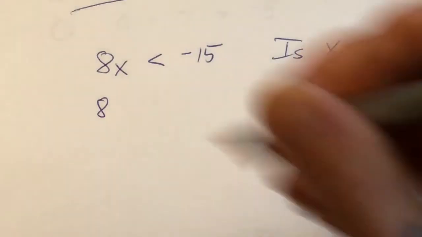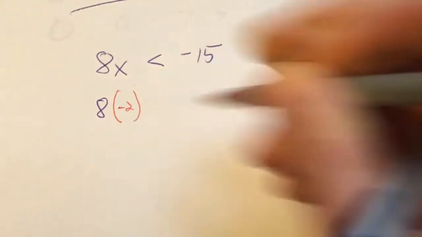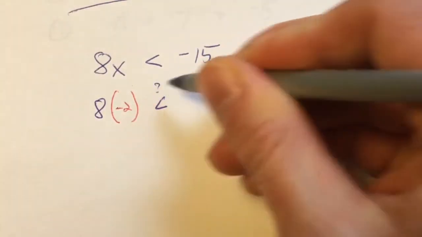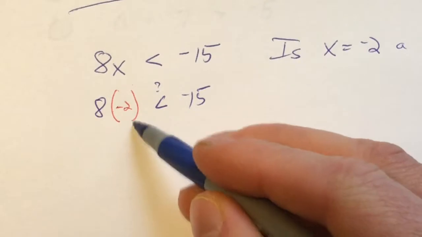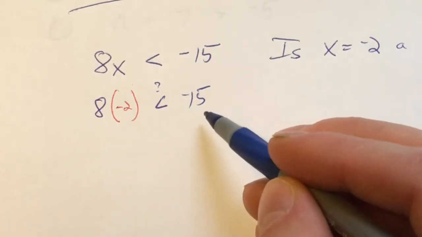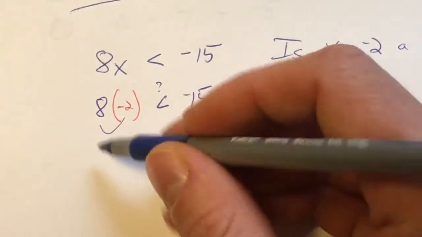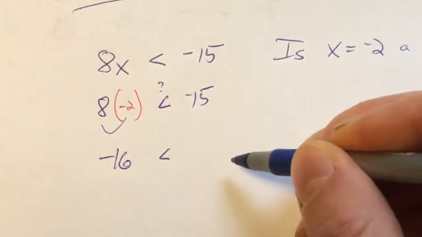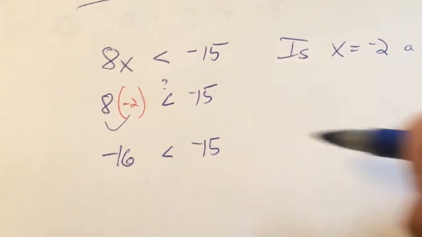Well, I can just plug the number in. So instead of x, I put in negative 2. So 8 times negative 2, is that less than negative 15? Well, I know 8 times negative 2 is negative 16. Is that less than negative 15? Yes.